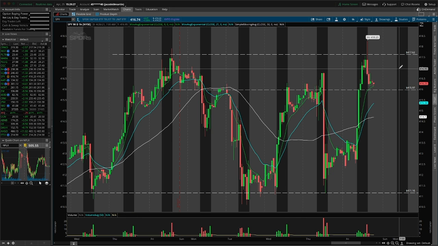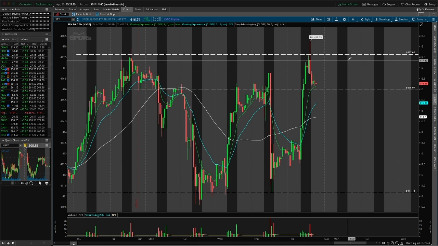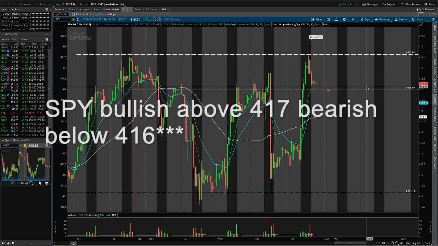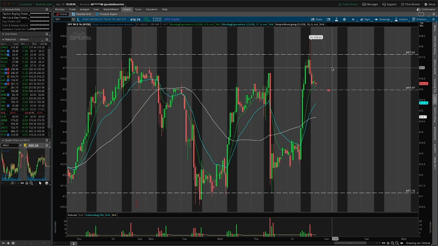But I'd say if we go above 417 tomorrow as well, I'm bullish on SPY. So it's good to look at both ways and see how price moves. It's good to plan how you're gonna react when price moves. So yeah, when this breaks 416, I'm bearish. When this breaks 417, I'm bullish.